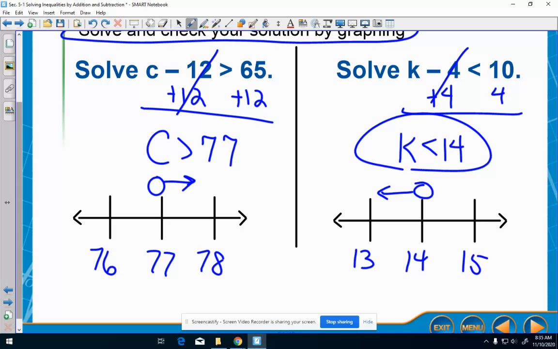All right. So as long as the variable is first, the inequality will match. The inequality symbol will match the graph every time, as long as that's true. All right.